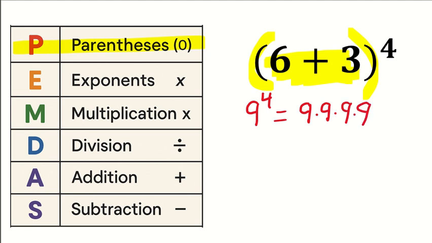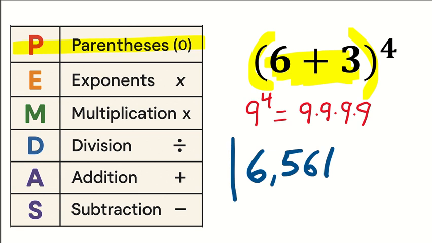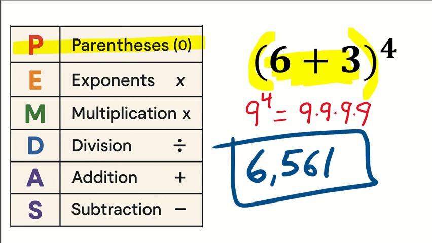And of course, remember, 9 to the 4th power simply means we multiply 9 by itself 4 times. So, let's do it. We have 9 times 9 is 81, and 81 times 9 is 729, and 729 times 9 is 6,561, which means the value of this expression is 6,561. Boom.